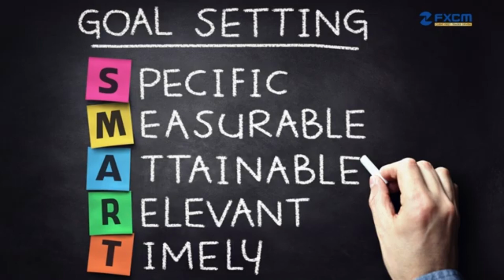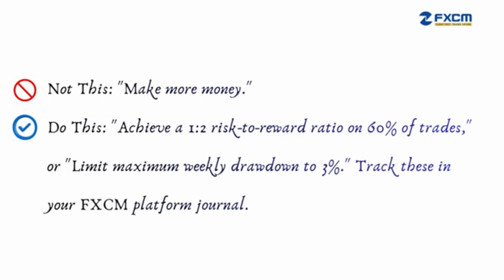3. Set clear, realistic goals. Goals must be specific, measurable, and process-oriented. Not this: make more money. Do this: achieve a 1-to-2 risk-to-reward ratio on 60% of trades, or limit maximum weekly drawdown to 3%. Track these in your FXCM platform journal.